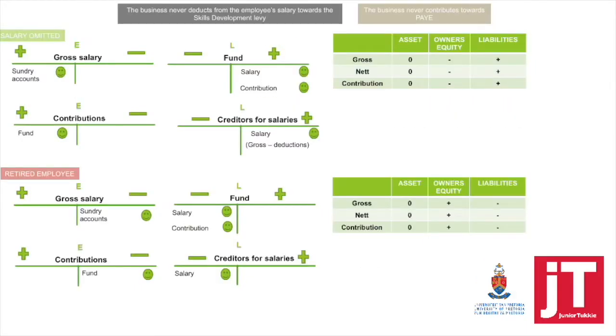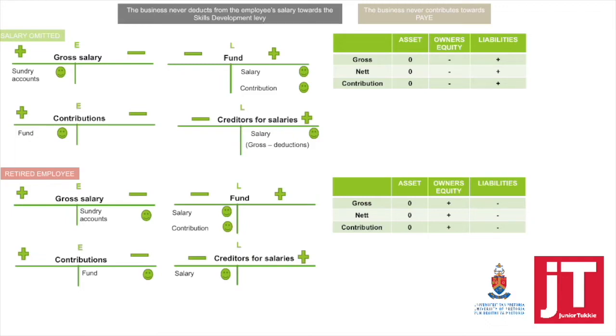If I look at if a salary is omitted, it means we need to add it. The gross salary is always debited. All deductions is credited and it will go to the fund account. If I look at contributions, all contributions will then be debited. If it's omitted, we need to add it. The fund account is going to be credited. If I take the gross minus deductions, it equals the net salary, which will go into creditors for salary. And make sure you understand the effect it will have on the accounting equation.